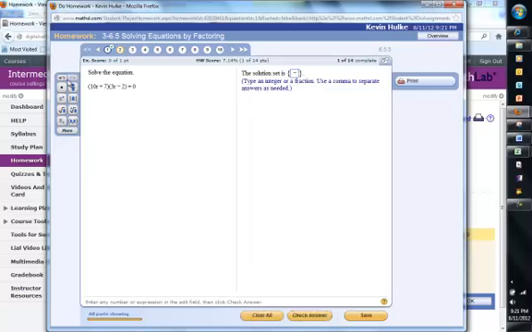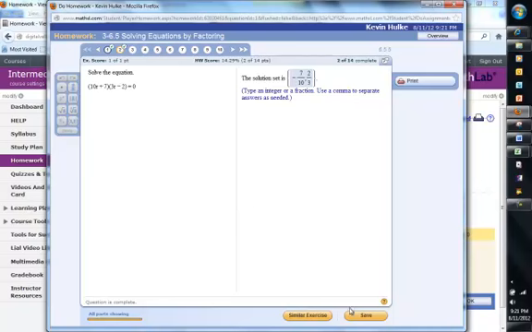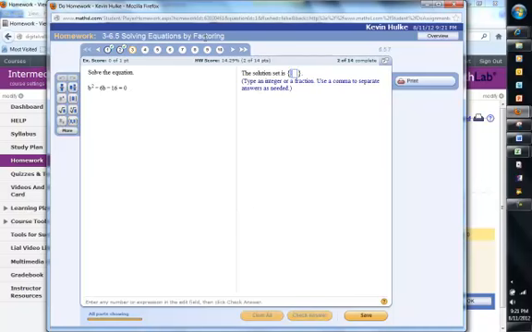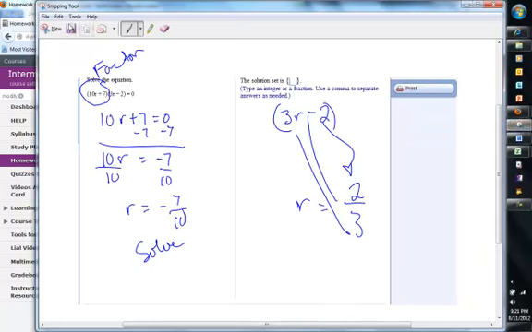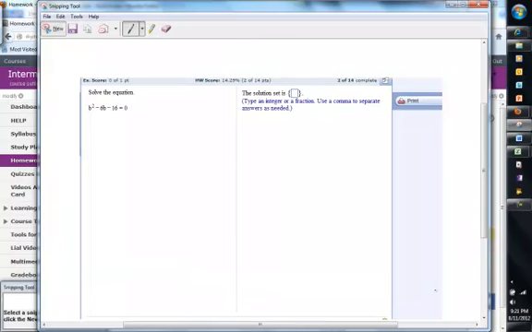Negative 7/10 and positive 2/3. Pretty easy, right? What do you do when the equation isn't already factored? Well, one of the easiest things you can do is just enter this on your calculator, 1, negative 6, and 16, and you'll see what the two solutions are.